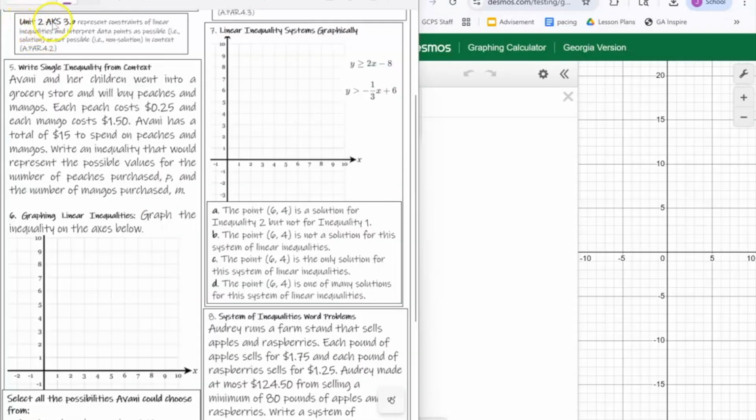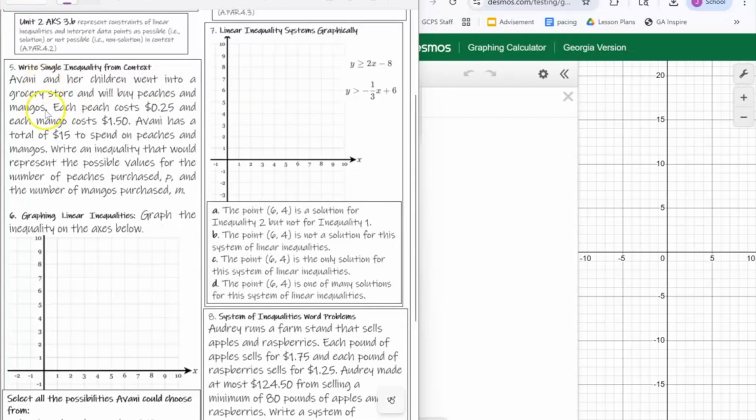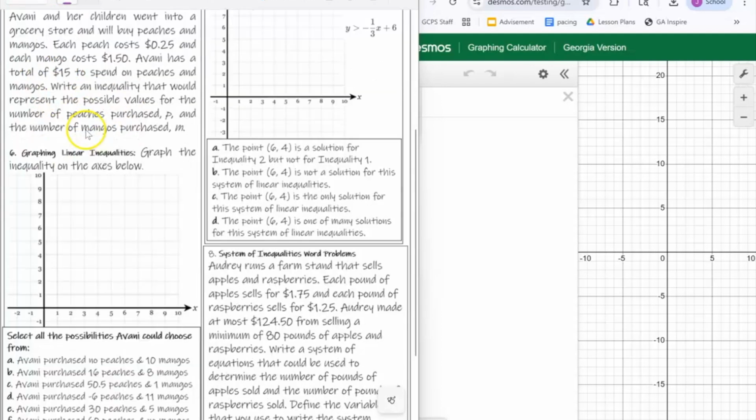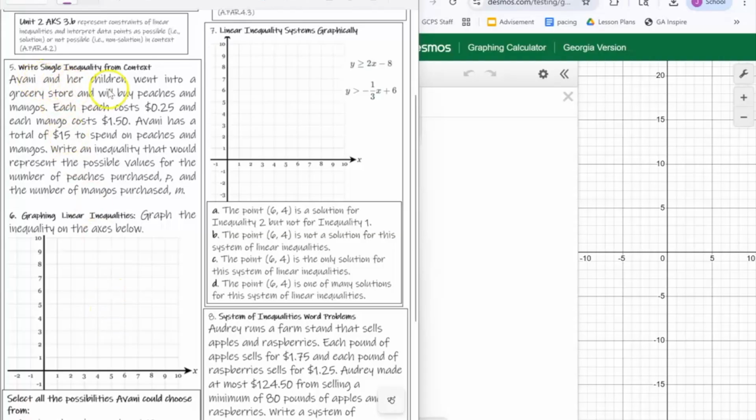Right, so this is unit 2, starting off with AKS 3A and 3B. They kind of go together. One is writing the single from context, then graphing and looking at possible solutions. So Avani and her children went to a grocery store and they buy peaches and mangoes.